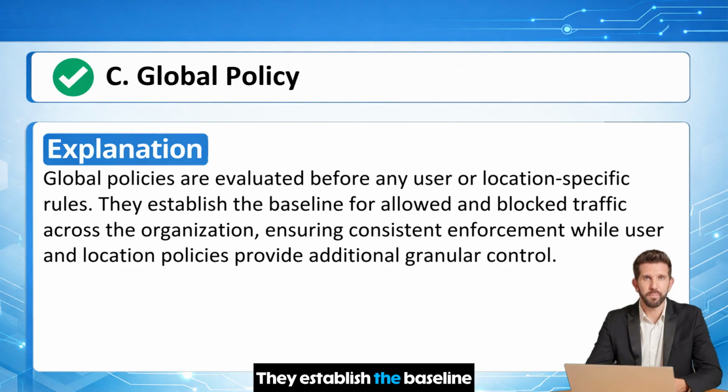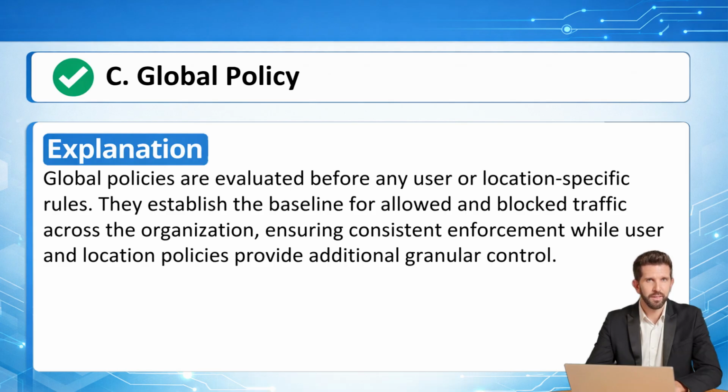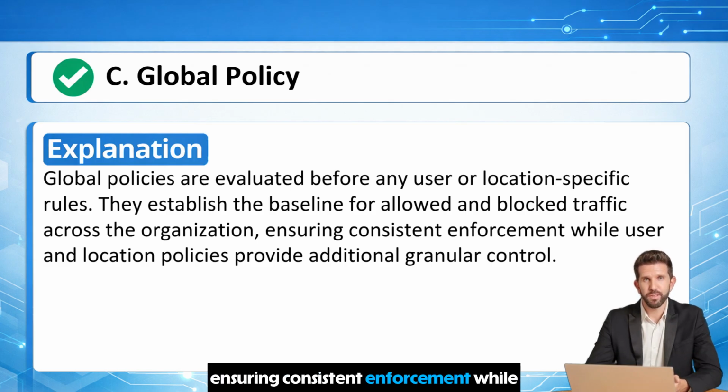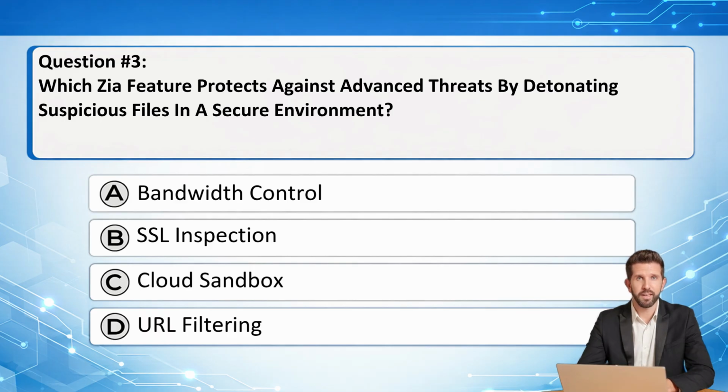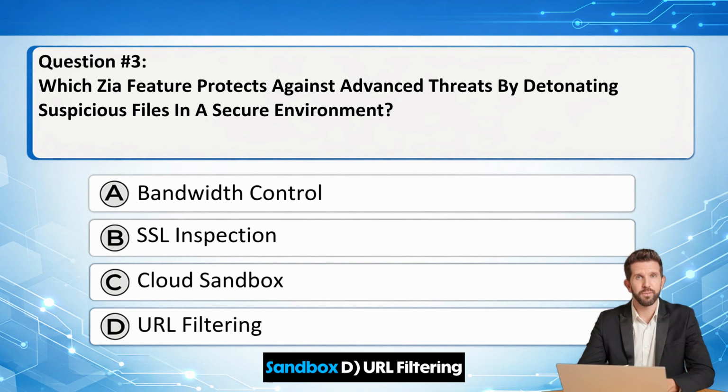They establish the baseline for allowed and blocked traffic across the organization, ensuring consistent enforcement, while user and location policies provide additional granular control. Question number 3. Which ZIA feature protects against advanced threats by detonating suspicious files in a secure environment? A. Bandwidth Control. B. SSL Inspection. C. Cloud Sandbox. D. URL Filtering.